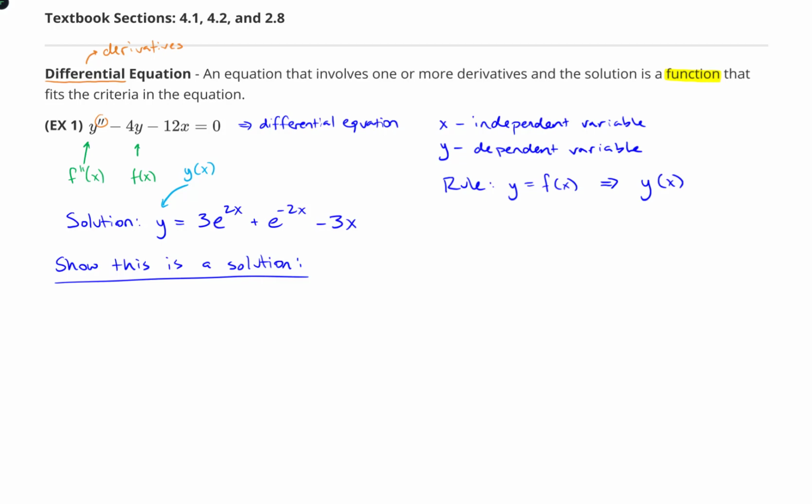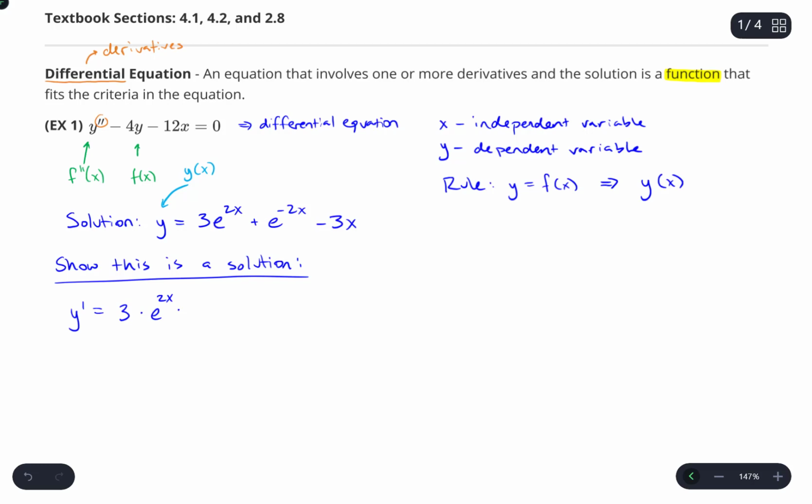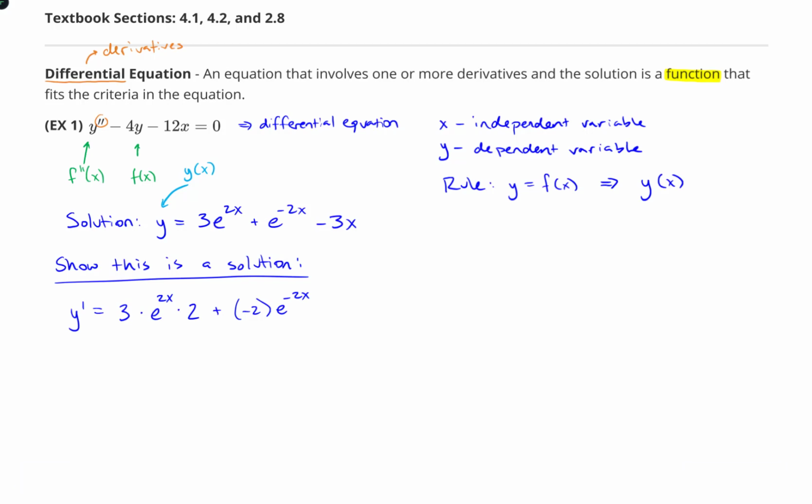Well, let's get started. You can't get a second derivative without a first. For the first derivative, we just go through term by term. So 3e to the 2x: this is going to be the constant multiplier 3 times the derivative of e to the 2x. And e to the 2x would be itself times the derivative of the inside part, and the inside part, of course, is the exponent, and the derivative of 2x is 2. Similarly, the derivative of e to the negative 2x would be negative 2 times e to the negative 2x. It's just itself times the derivative of the inside part. And the derivative of negative 3x would just be the constant multiplier negative 3.